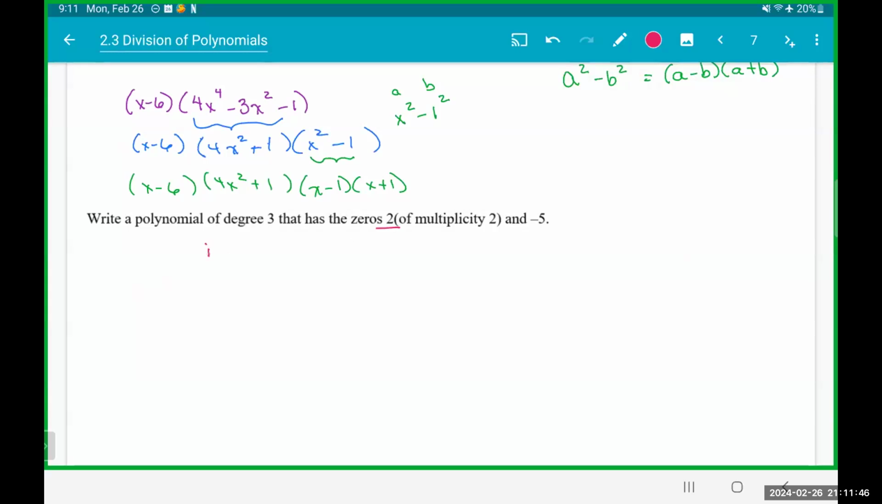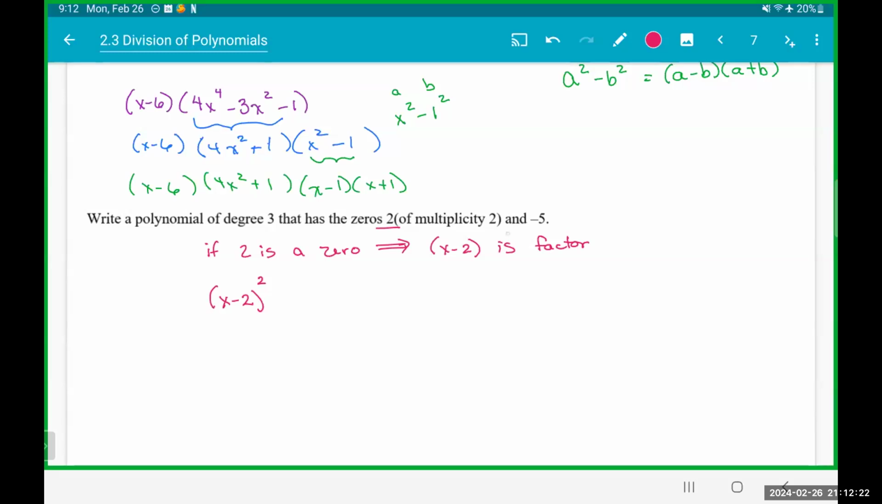Well, if 2 is a 0, then x minus 2 is a factor, right? Because what is the value of x to make that a 0, right? So if x is positive 2, then that's a 0. So, and this is with multiplicity of 2. So that is x minus 2 squared because of the multiplicity of 2.